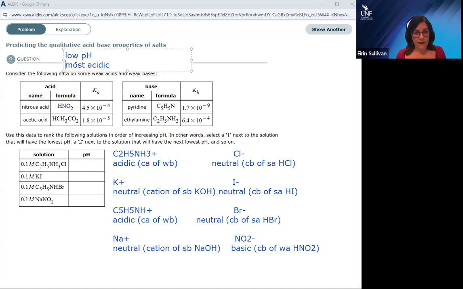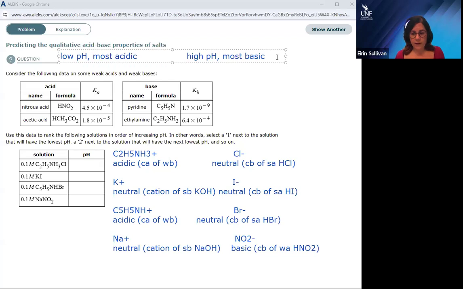And then the high pH is going to be the most basic, and we're going to have something neutral in the middle. So we can kind of organize what we've got to some extent. So we know the highest pH, the most basic, is the only one that is a basic salt, and that is the sodium nitrite. That's going to be up here with the highest pH. And then below that, with a lower pH, will be our neutral salt, which is the potassium iodide.